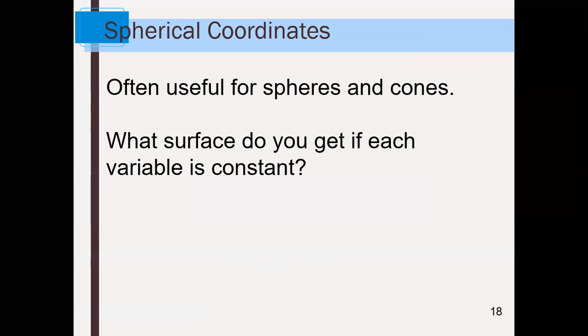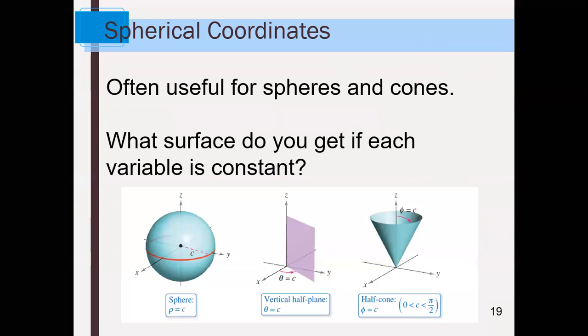Spherical coordinates are useful for spheres and cones. That's definitely true. What surface do you get if you hold a variable constant? Think about it. Remember rho is the distance from the origin. What if I said that rho is 5? What would that sketch out in three-dimensional space? What is the set of points such that rho is equal to 5? A sphere of radius 5, centered at the origin. So first of all, rho equal to c gives you a sphere.